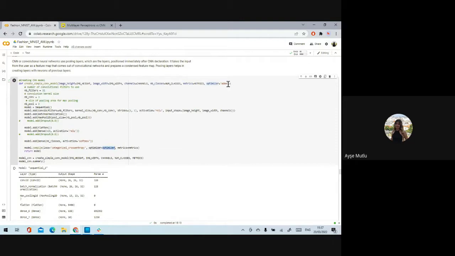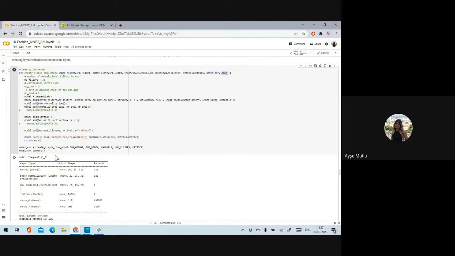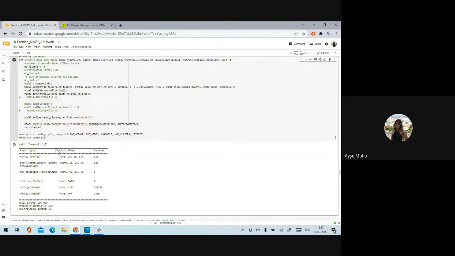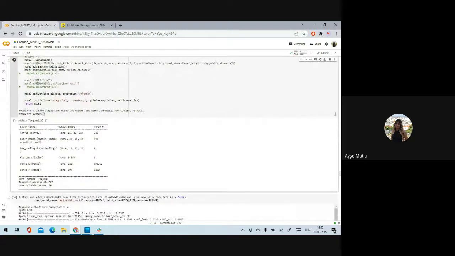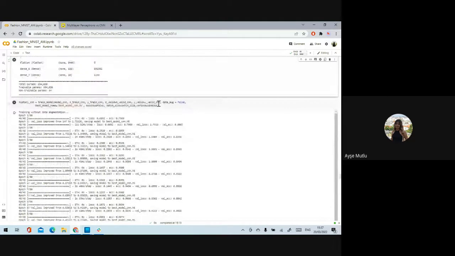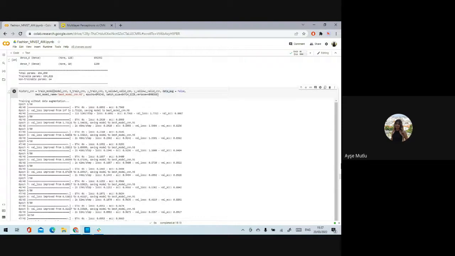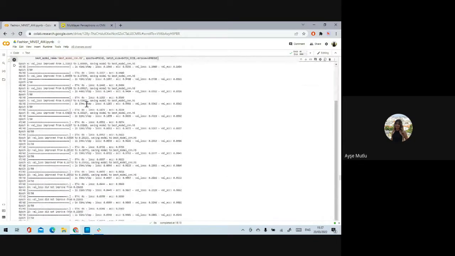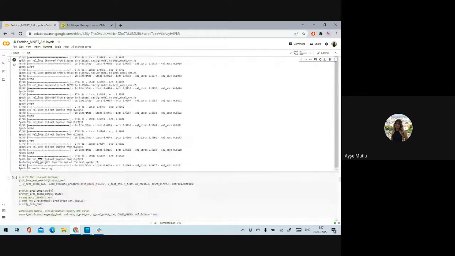In the optimizer, we are using Adam. Then we call the function and we get the summary of the model. Here you can find the type of the layers, output shapes, and the parameters. The last thing is we are training the model. So we are passing these parameters and we get the training results. We defined 50 epochs, but it stopped at 18. It did not see more improvement and it went to early stopping.